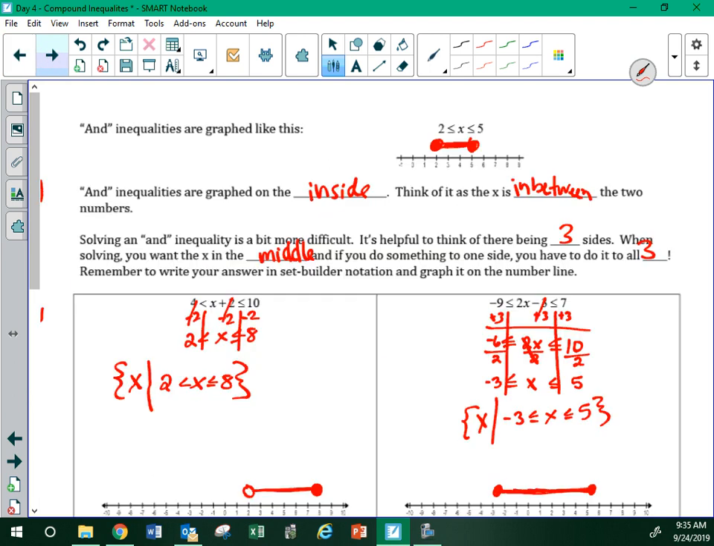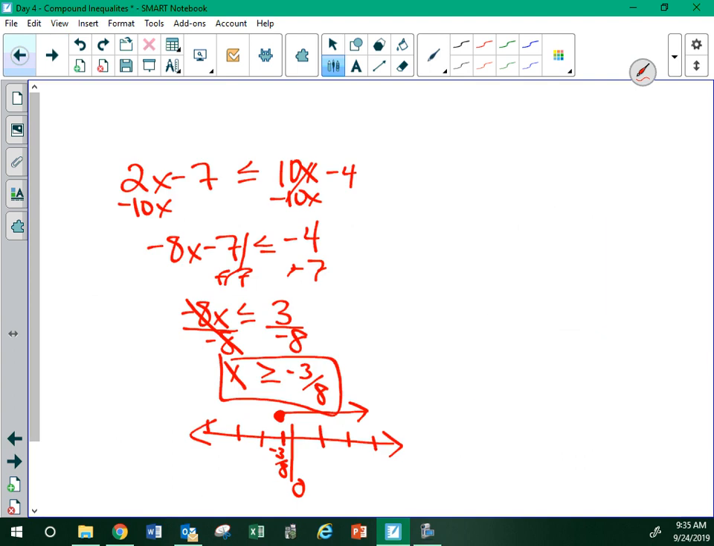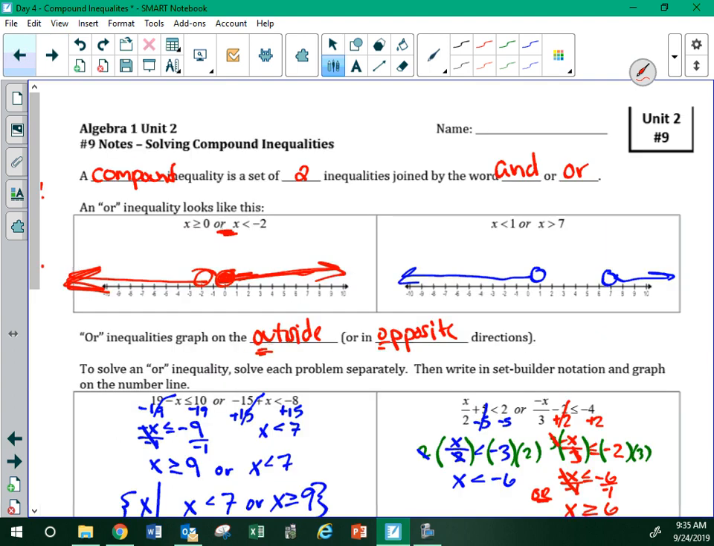So Anthony asked a good question. Is it always going to be in between? When we have and, it should be in between, right? X is in between 2 and 8. It starts at 2, stops at 8. But when we have or, it's everything underneath negative 2 and everything bigger than 2.